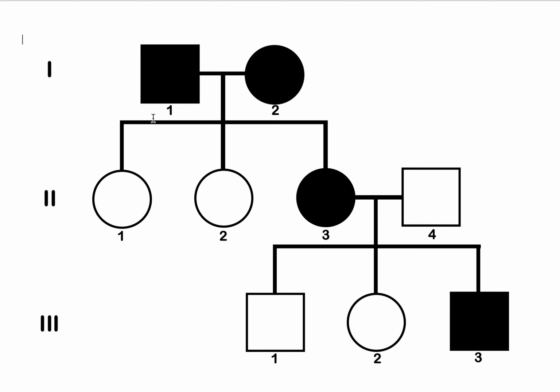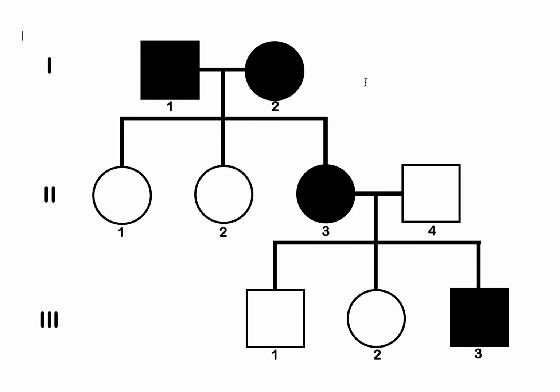Now, last thing, what does it mean if it's filled in with black or filled in with white? When it's filled in with black, it indicates that this person has the specific trait or the specific disease we are talking about. In the case of this one here, we can see the father has the specific trait or disease, and the mother also has it. One of their daughters, only one, also has the disease. And then one of that daughter's kids also has the disease.